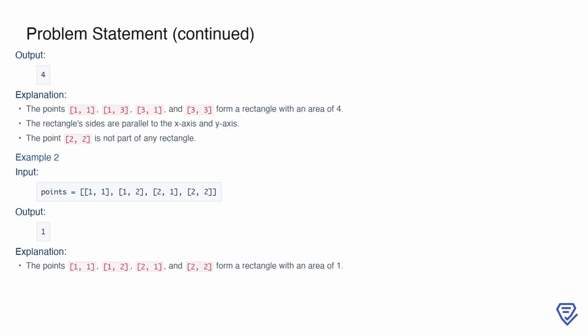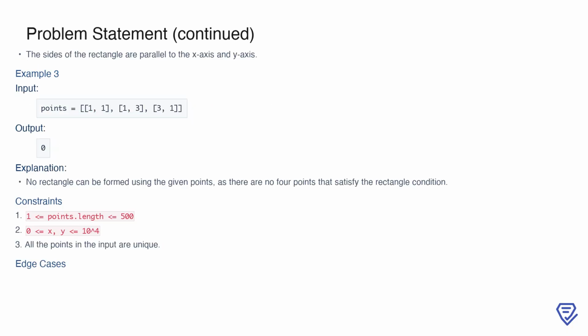In another example, if the input is points equals [1,1], [1,2], [2,1], [2,2], the output is 1 because the points [1,1], [1,2], [2,1], and [2,2] form a rectangle with an area of 1. Now consider a case where no rectangle can be formed. For the input points equals [1,1], [1,3], [3,1], the output is 0 because there are only 3 points, and a rectangle requires at least 4 points. Since no 4 points satisfy the rectangle condition, the result is 0.